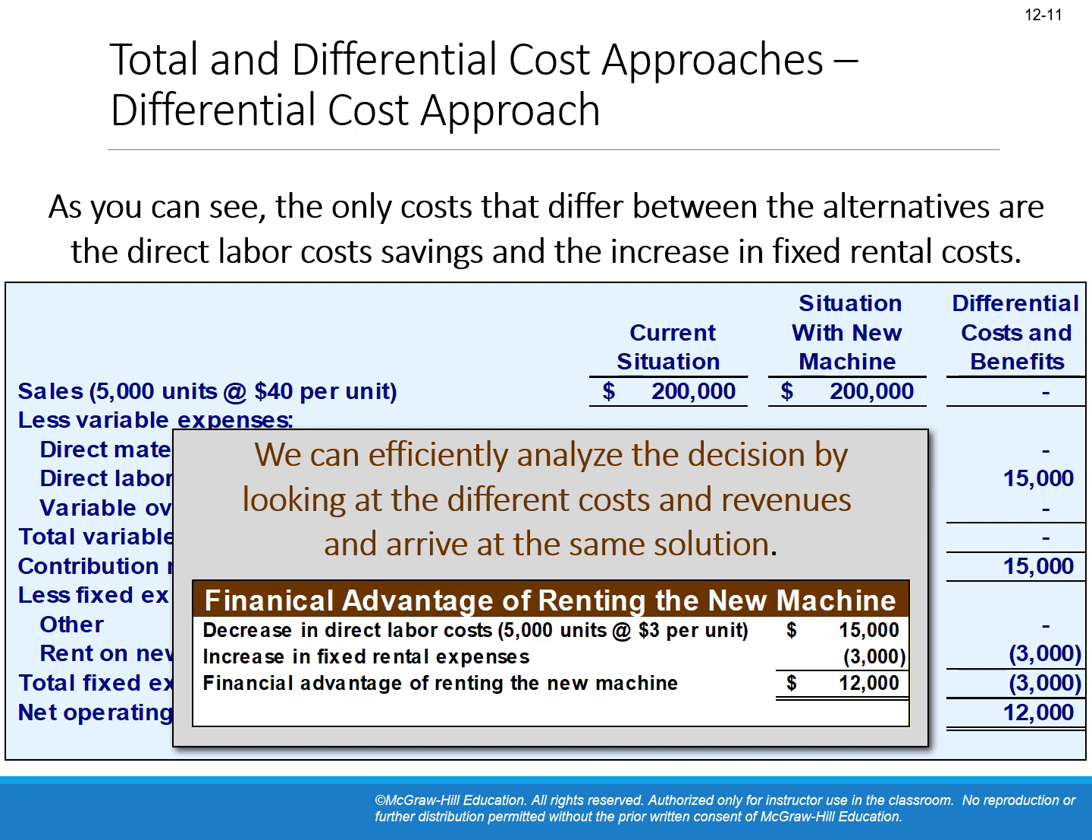So this is what I just said. In total, you are saving $15,000 and you are paying $3,000 to save those $15,000. So collectively, you are saving $12,000, which is the addition to your net operating income.